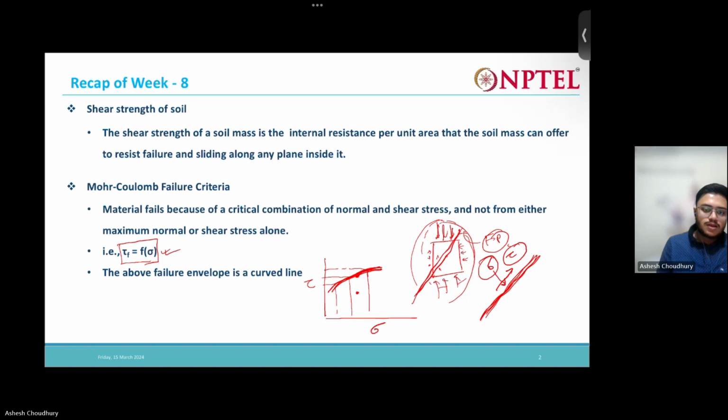This is called the failure envelope. All right.